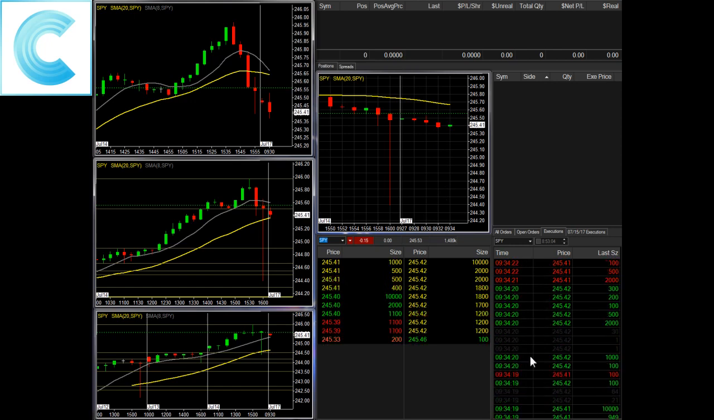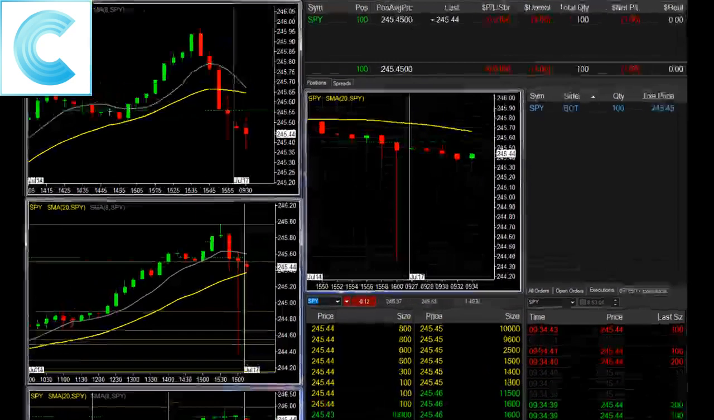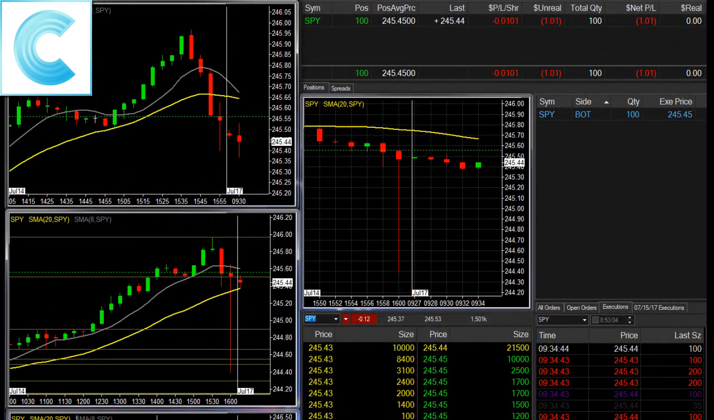All right, so we got a little bit of green prints coming through. It's actually looking a little bit attractive to go long. So if we get a little bit more green prints, I think I'll probably take this. All right, so here we go, 245.43, 245.44. Let's take my first 100 share lot.